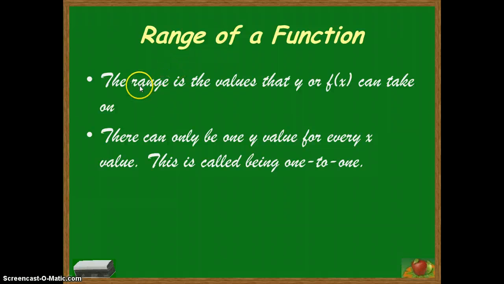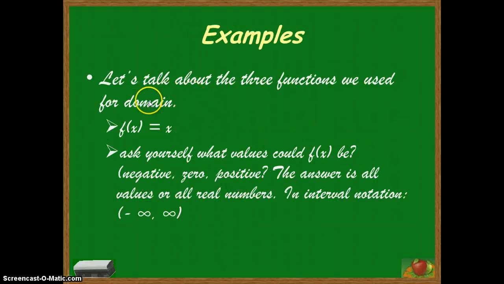Okay, range. This is kind of like the yang to the domain's yin. The range is the values that y or f of x can take on. There can only be one y value for every x value. This is called being a function. Examples. Our first example, y equals x: what values could f of x be? Could it be negative? Sure. Could it be 0? Well, if x is 0, it's 0. Could it be positive? Yeah. So we would say the range here is all real numbers, or in interval notation, negative infinity to infinity.